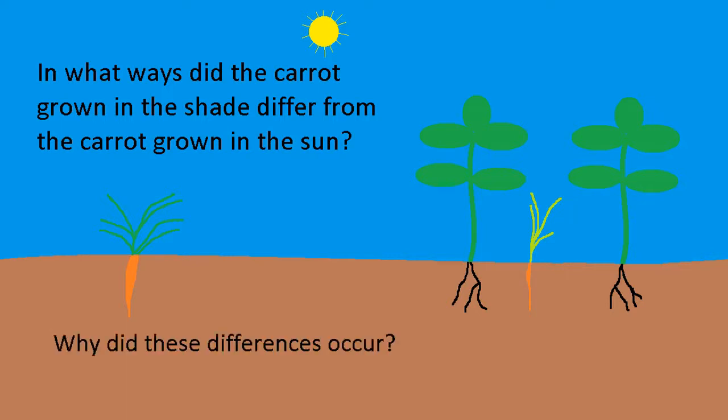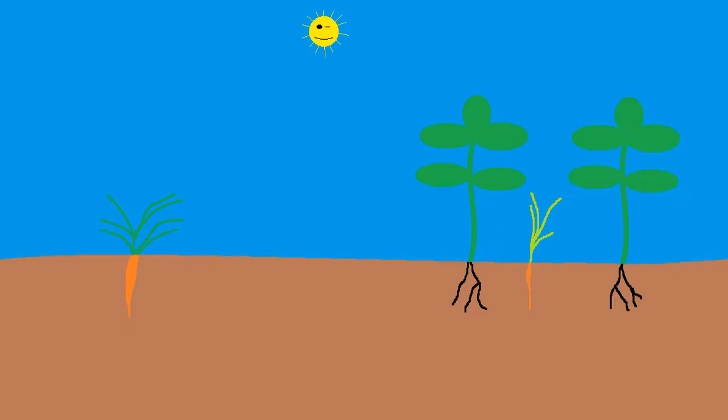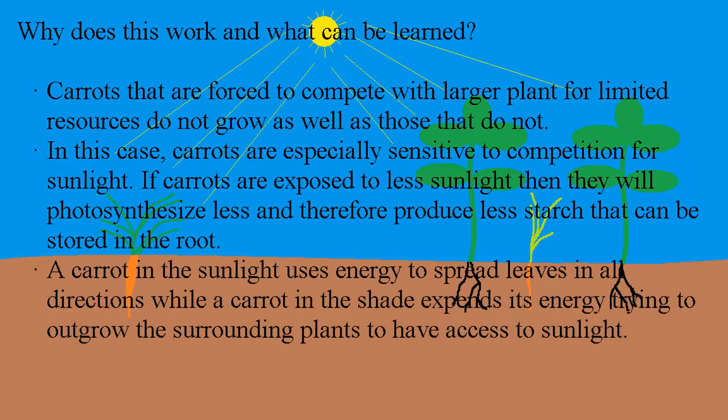So why would these differences occur? Here's a hint. Take a look at the sun's rays. Carrots that are forced to compete with larger plants for limited resources do not grow as well as those that do not. In this case, carrots are especially sensitive to competition for sunlight.